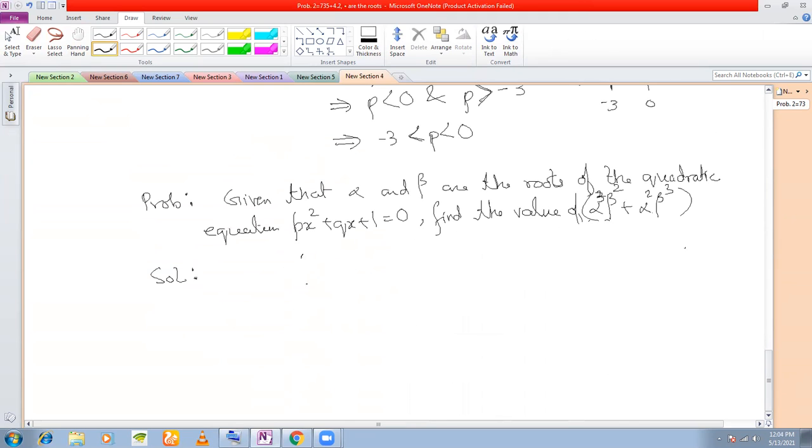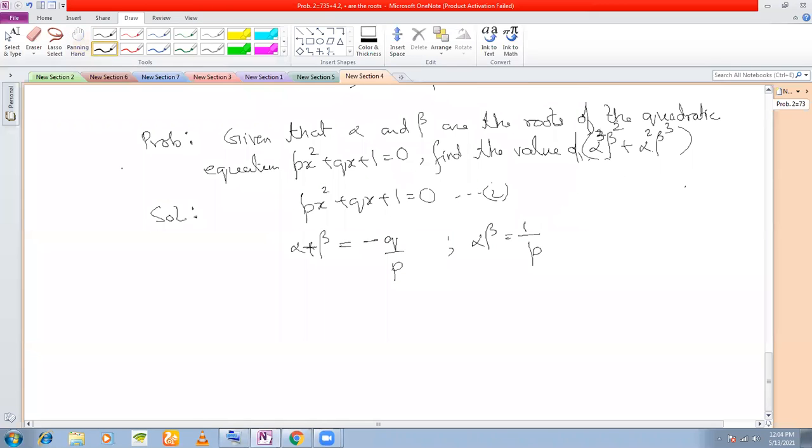So let's write the equation first. Px square plus qx plus 1 is given to you. Let us call this 1. Let us calculate the sum of the roots first. Let us say alpha and beta are the roots of the equation. Then alpha plus beta, the sum of the roots, is minus q by p, right? And the product of the roots is c by a, isn't it? 1 by p. Now we want to find the value of the symmetric function.